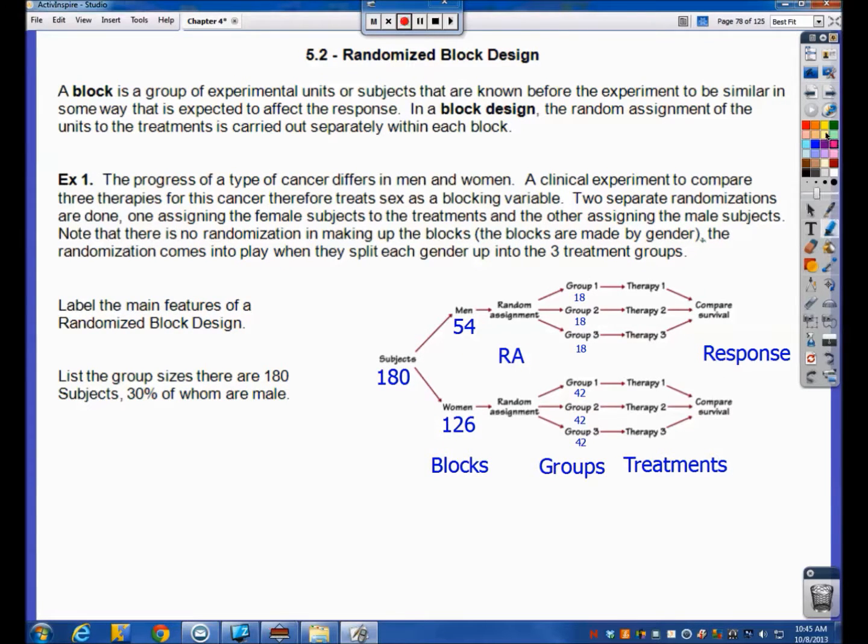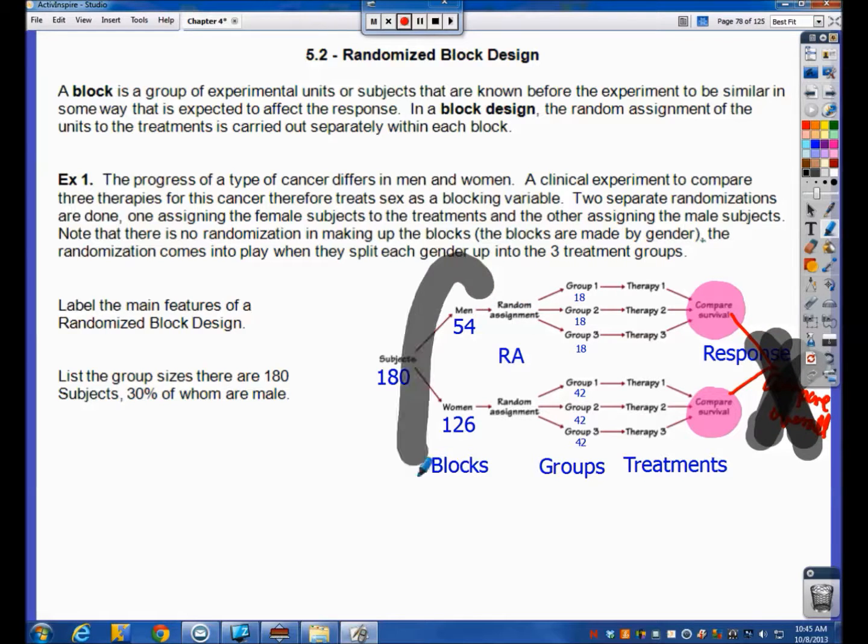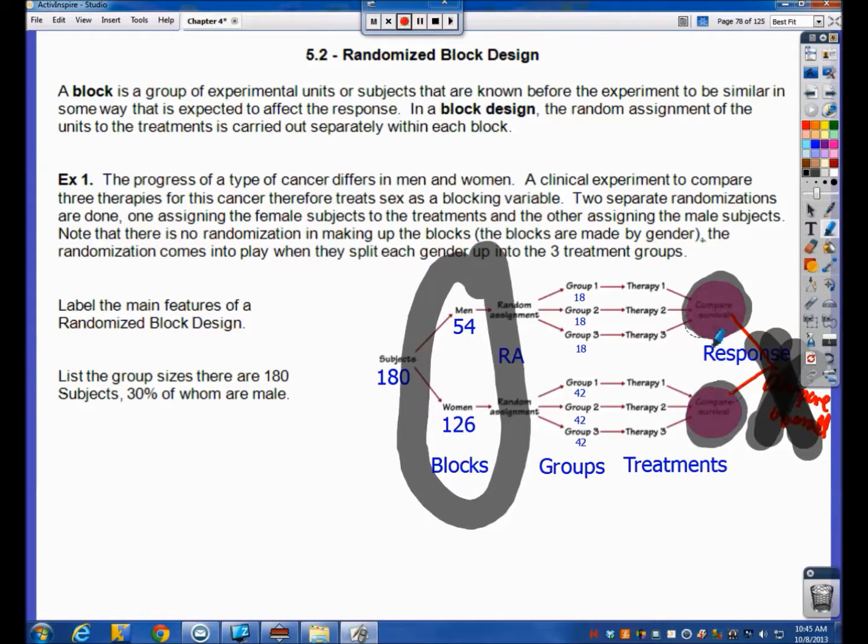Now, one thing that I see students do a lot is they'll take the men's survival rate and the women's survival rate, and then they come back and say, let's compare overall. Well, you don't want to do that. The main reason why we split them up into blocks is because we thought there was going to be a difference. So why would we then compare our two things as one at the very end? We don't want to compare our individual blocks at the very end. It really makes no sense.